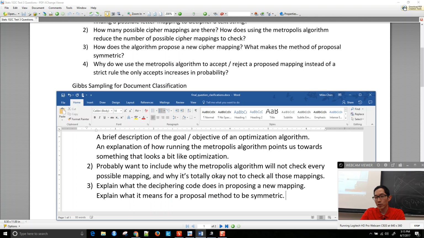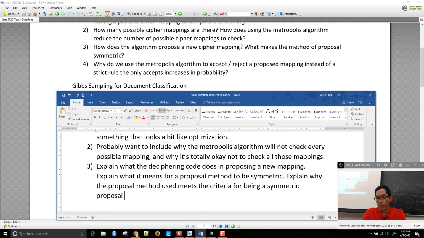There's a very specific meaning when we talk about the proposal being symmetric, and that's a requirement for the Metropolis algorithm. I said the Metropolis-Hastings algorithm doesn't require the proposal method to be symmetric, but this is the Metropolis algorithm, so the proposal method needs to be symmetric, and there's a very specific meaning for that. Explain what it means for the proposal method to be symmetric, and then explain why the proposal method used meets the criteria for being a symmetric proposal method.